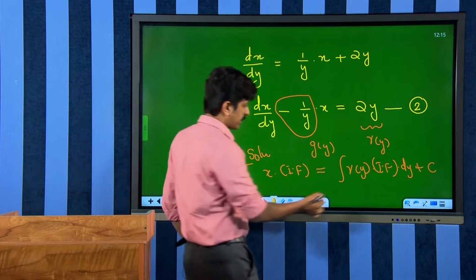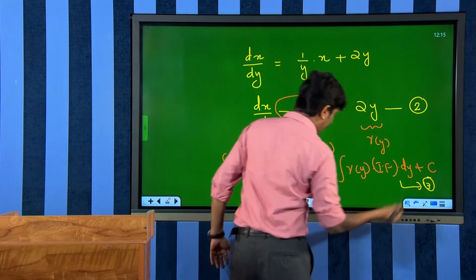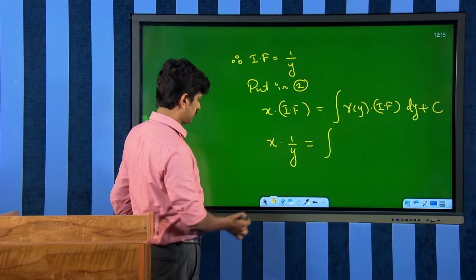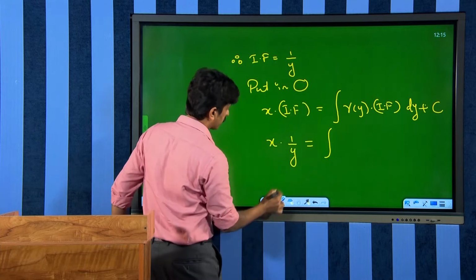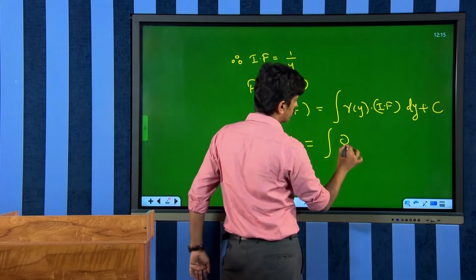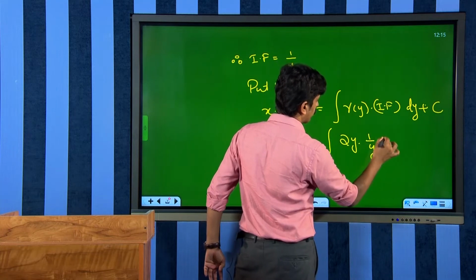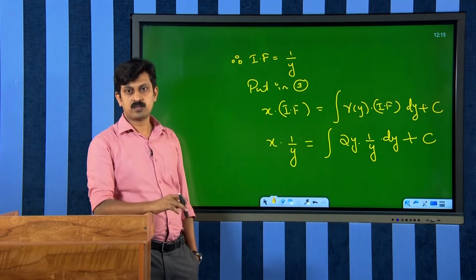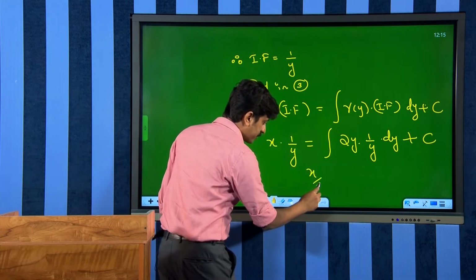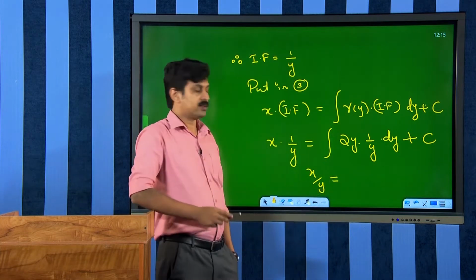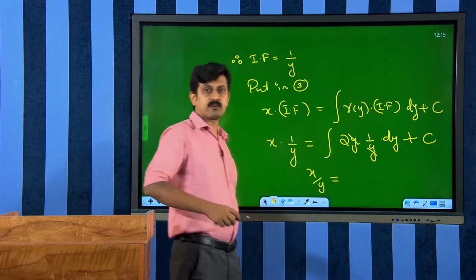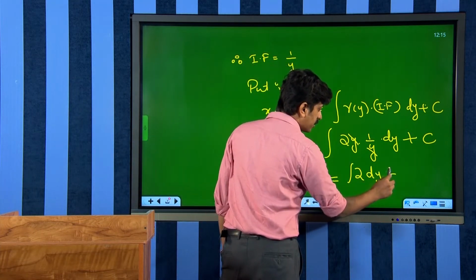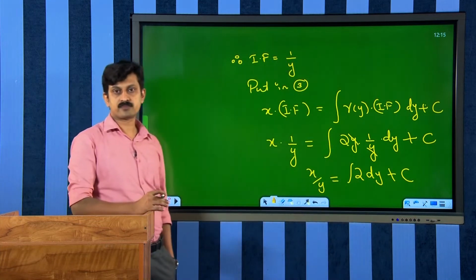So, this is equation number 3, r of y is 2y. Therefore, we put r of y as 2y into 1 by y dy plus the constant of integration c. So we will have x by y is equal to, we have 2y and 2y, y and y we can cancel it. Therefore, integral of 2 dy plus the constant of integration.